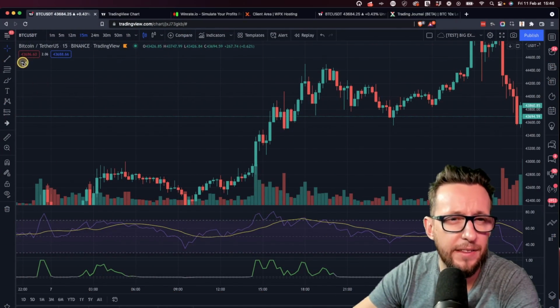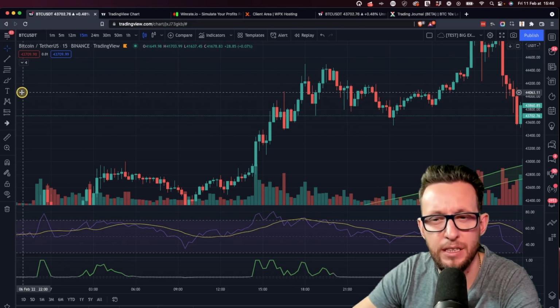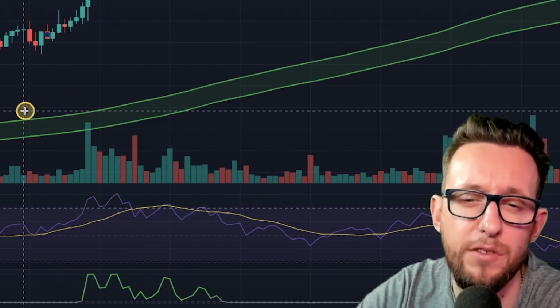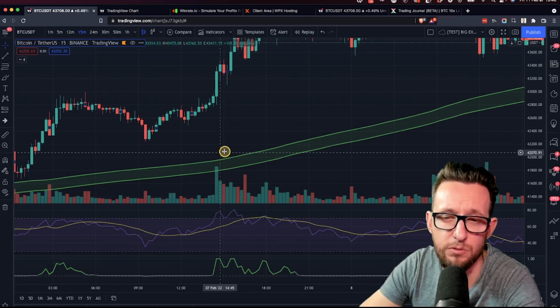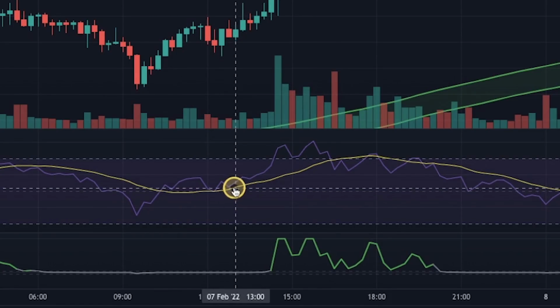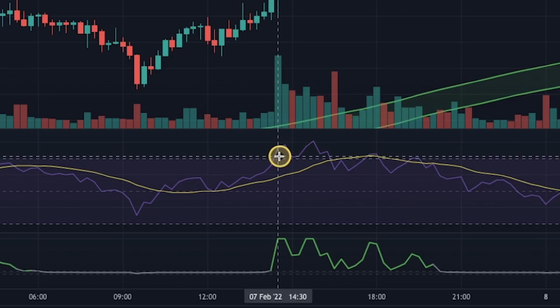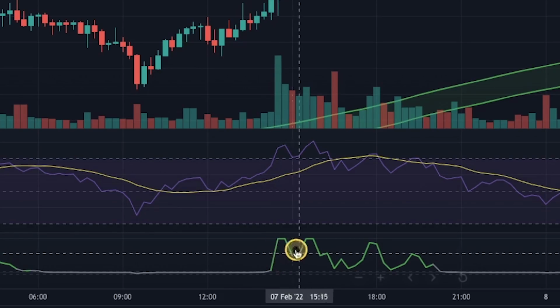If I re-add the SSL channel very quickly, you'll be able to see how I plan on taking my entries. Okay, so our trend direction is defined by this SSL channel, so we have to be above the SSL channel to take longs and below the SSL channel where it is red to take shorts. The RSI, we're waiting for the RSI to become above and cross this overextended, overbought line, and that is where we're going to be taking our entry if the TDFI is in the green.